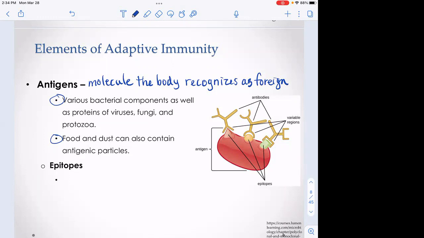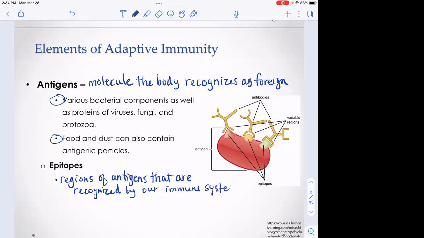And the parts of an antigen that our immune system actually recognizes, we call the epitopes. So the regions of antigens that are recognized, we'll just say by our immune system. We'll keep it general at that right now. Sometimes I'll say AKA, also known as, antigenic determinants. I don't usually use that term, antigenic determinants. I usually call them epitopes.